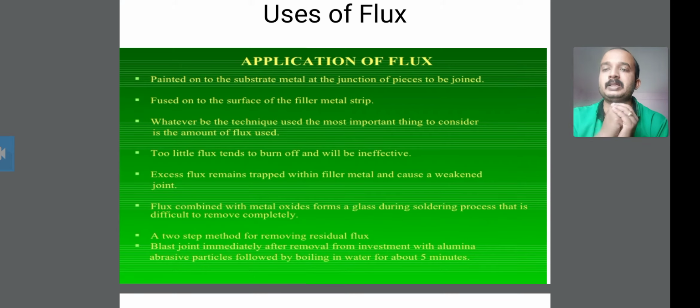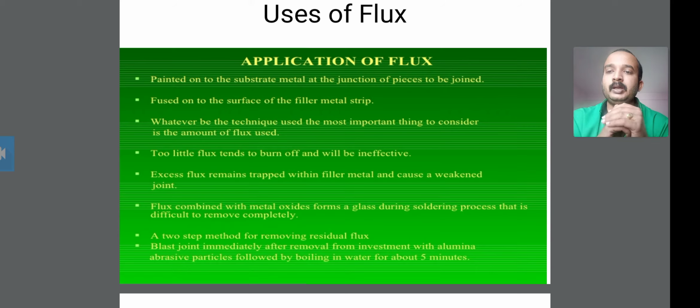Thirdly, whatever technique is used, the most important thing to consider is the amount of flux used. Different techniques can be used, but more importantly, you have to consider how much flux to use in the reaction.